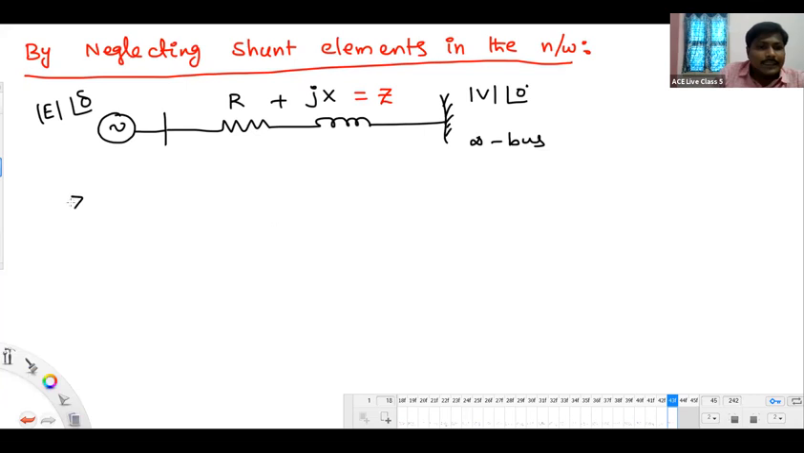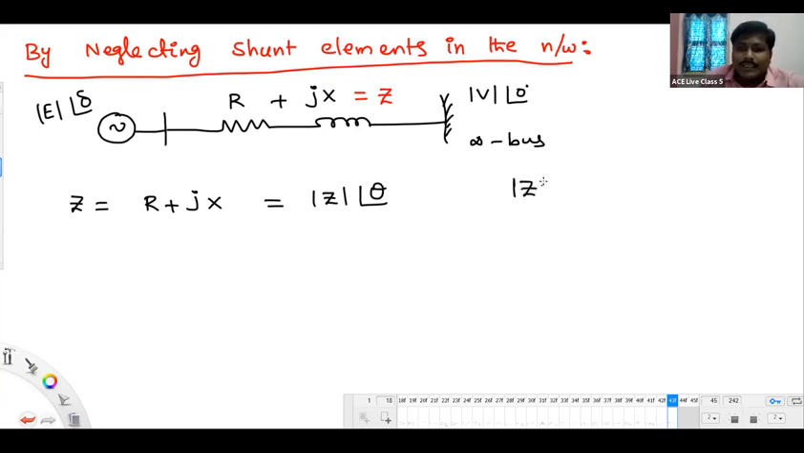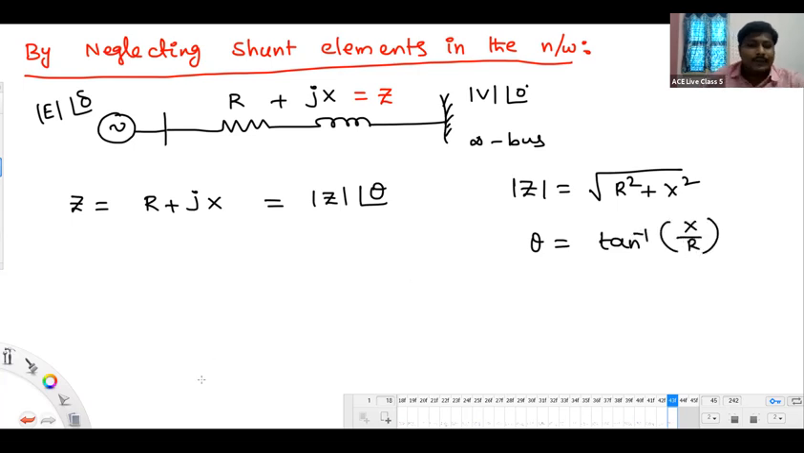So that Z is equal to R plus JX, and in polar form you can write it as mod Z at an angle theta. What is the value of mod Z here? Root of R square plus X square. That's the mod Z. And what is theta? Tan inverse of the X by R ratio.